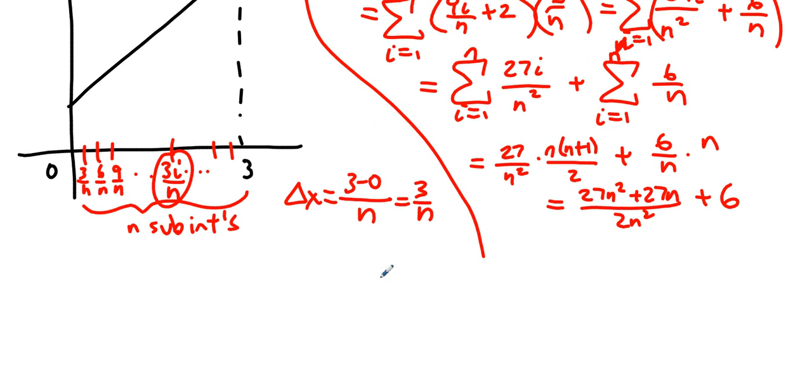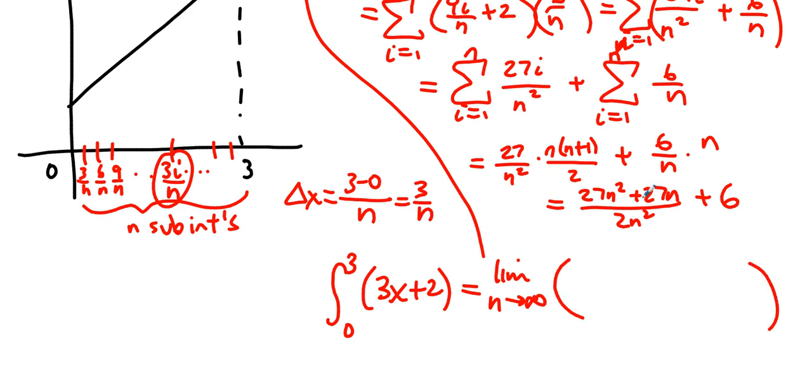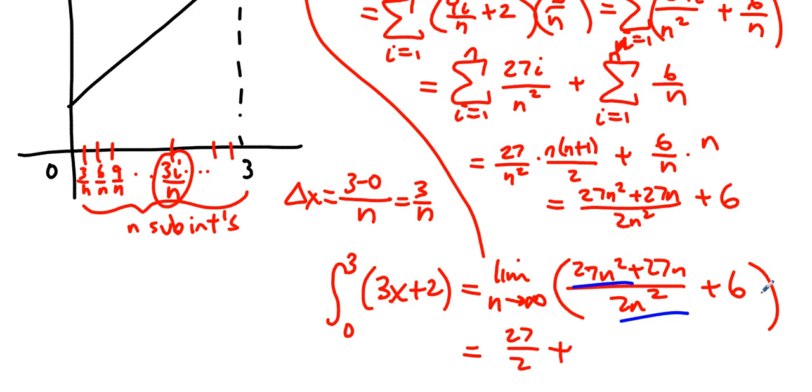Well, what happens now? The integral from 0 to 3 of 3x plus 2 is the limit as n approaches infinity of this thing. Well, as n goes to infinity, these go to 27 halves, and 6 is 6. So that's 39 halves. Problem solved. 39 halves.